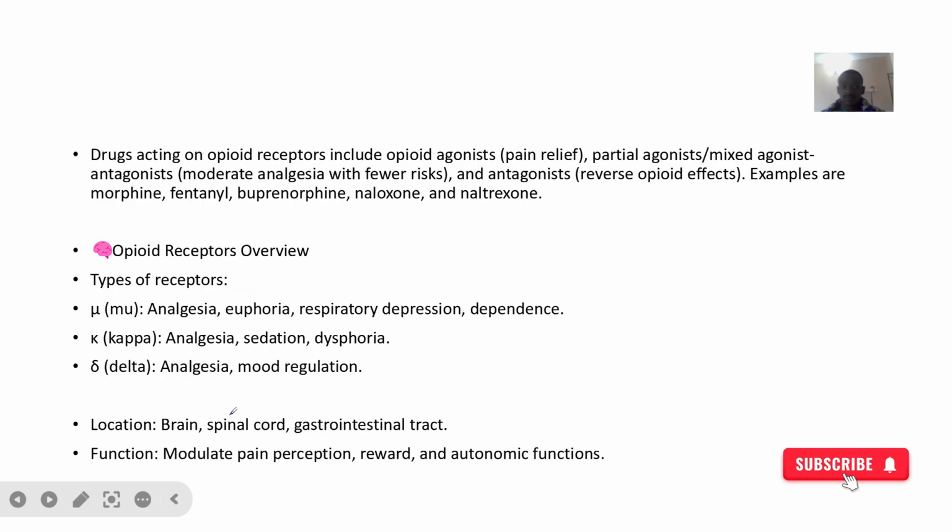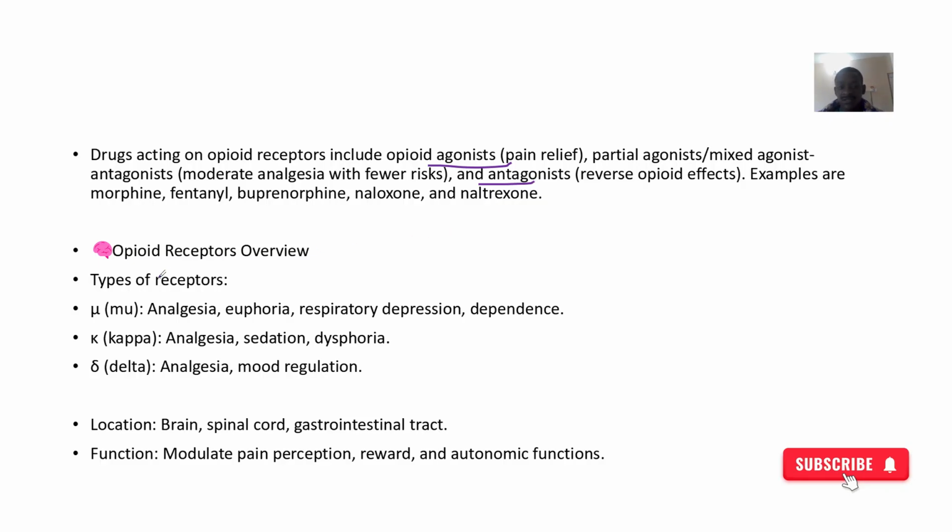Okay, so we said that drugs acting on opioids could be drugs that are triggering the opioid receptor, that's opioid agonists, and also drugs that are calming down or blocking the opioid receptors. That's basically what is known as the antagonist. Do you understand? So let's look at them.